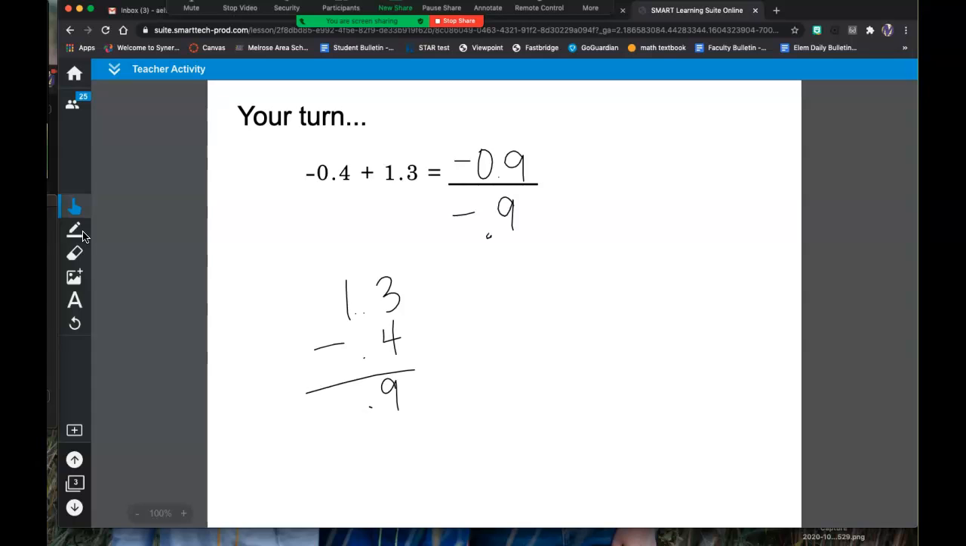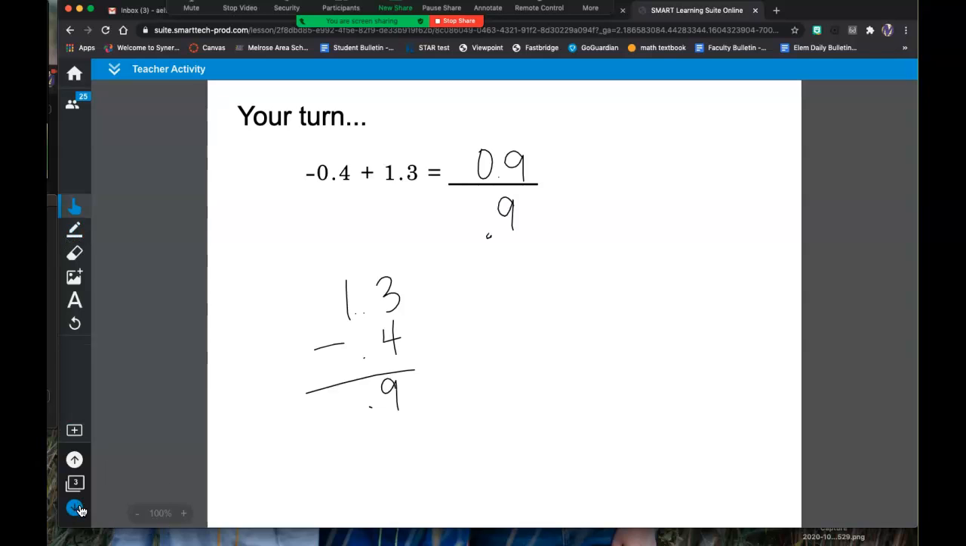And then they're, oh, sorry, it shouldn't be negative. My bad. It should be positive. I'm sorry, you guys. There's more positives, so good thing I double checked my work. There's more positives, so it should be positive 0.9. Okay, any questions on that? Any questions at all?